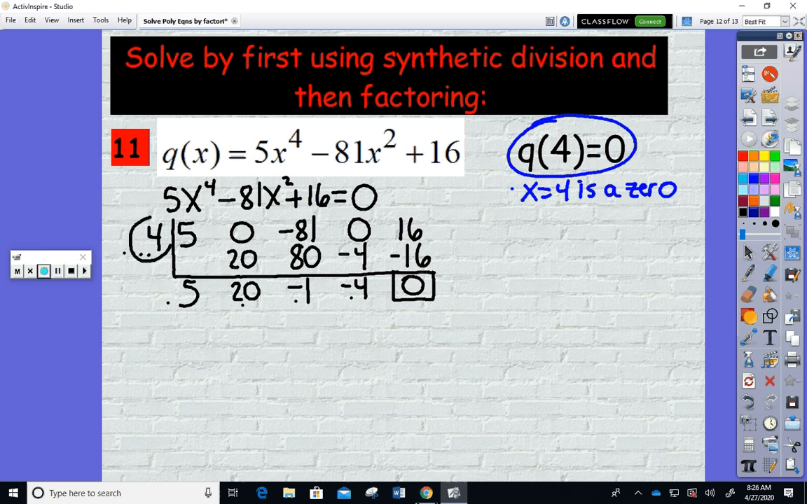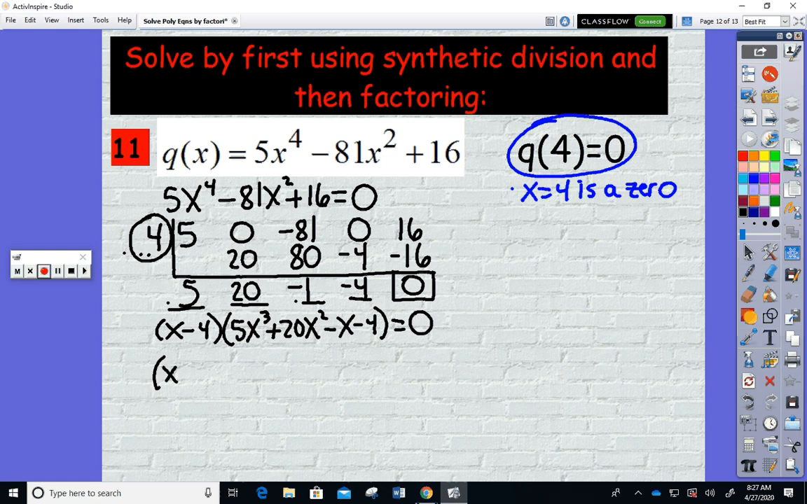Remember, if 4 is one of your zeros, x minus 4 is your baby factor. Work backward. Negative 4, negative 1x, 20x squared, 5x cubed. 20x squared minus 1x minus 4. Factor the cubic part. It's got 4 terms, so I'm thinking grouping. This pair has a GCF of 5x squared times x plus 4. Check it. 5x cubed, checked. 20x squared, check. Bring down a minus sign.